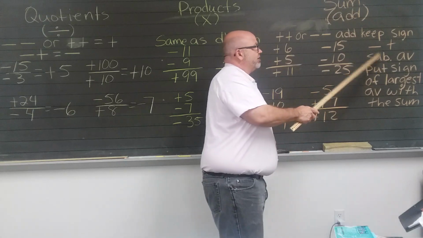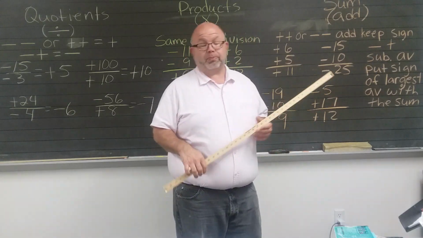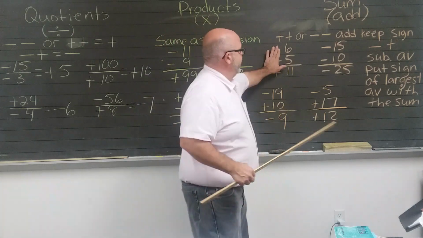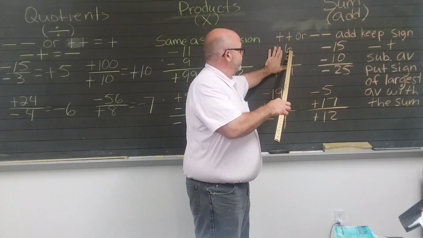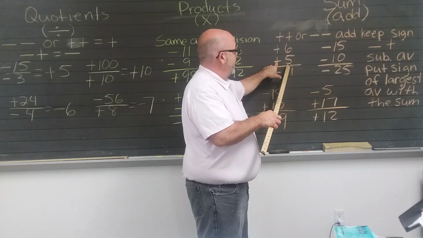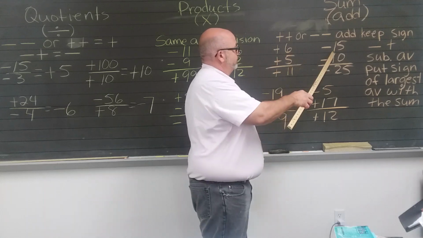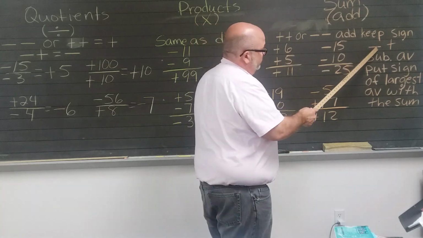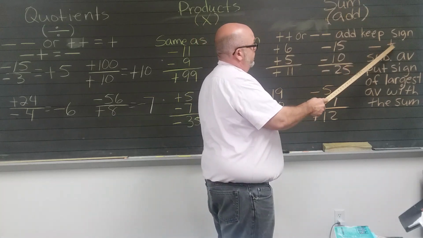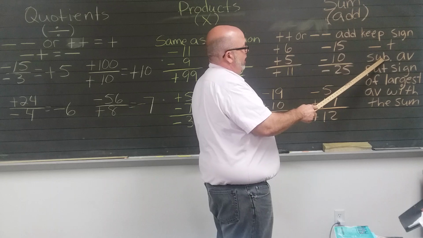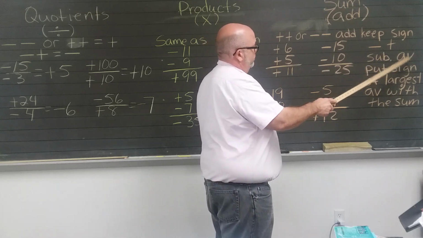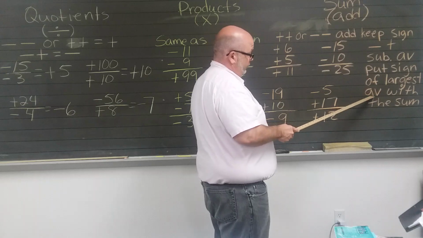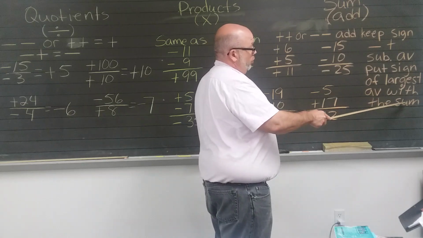Now, if you are adding two different signs, if you have a negative and a positive, you subtract the absolute value. Remember what absolute value is? Absolute value is simply the value without the signs. So the absolute value of positive 5 is 5. The absolute value of negative 15 is 15. So if your signs are different, when you're looking for a sum, you subtract the absolute values and put the sign of the largest absolute value that's in the equation with the sum.